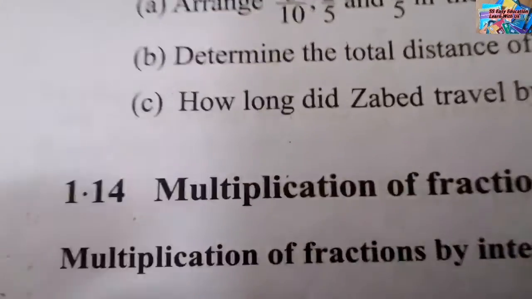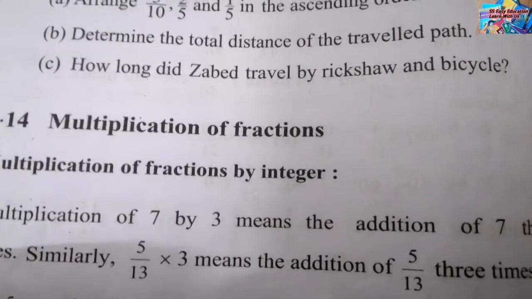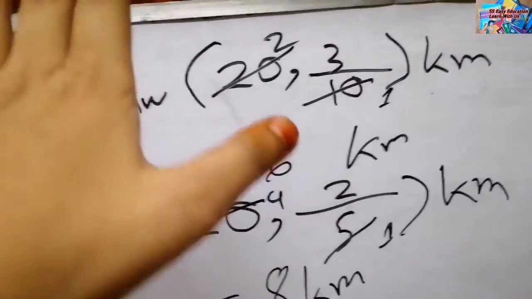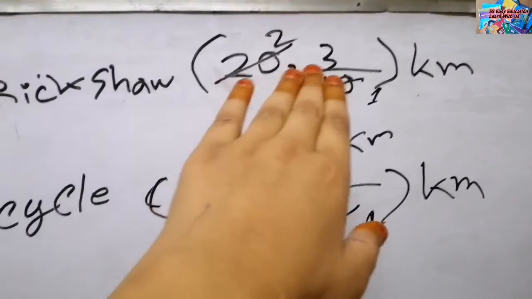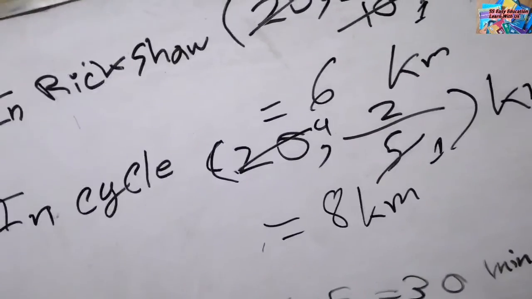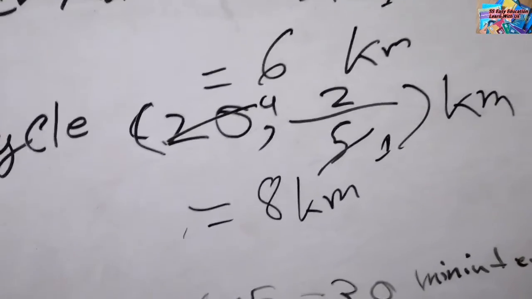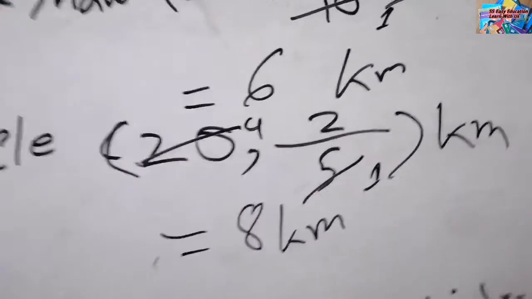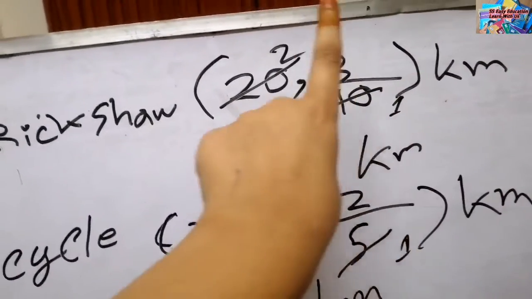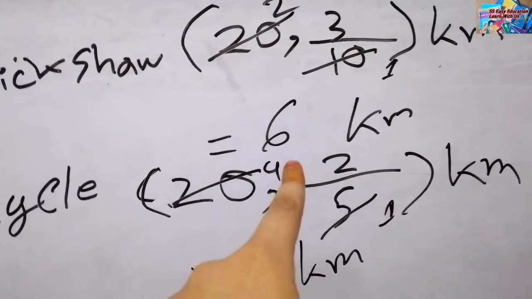What is the question? The question is, how long did Javed travel by rickshaw and bicycle? Let's do that then. So number C is, in rickshaw he traveled 20 times 3 by 10 km. Where did I get this 20? We got it from number B, where we calculated that the total distance is 20. So we have taken this 20 and cut it by 10: 10 is 1 and this will be 2. 2 times 3 equals 6 km.